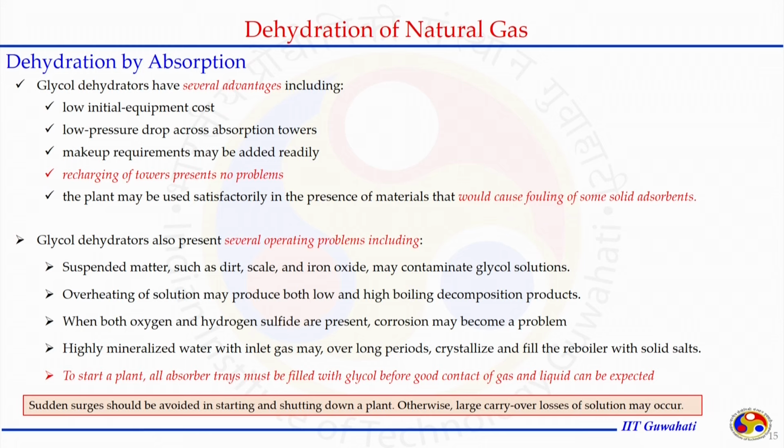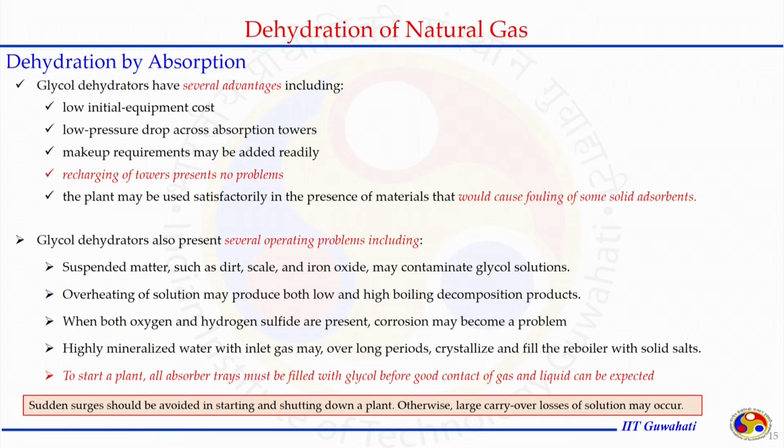As mentioned, the solid adsorbent or solid desiccant may get fouled because of some contamination. Those contaminants are going to block the pores, which means reducing the effective surface area of the solid desiccant available. So, if those kinds of chemicals or substances are present in the natural gas, it is a better option to use the absorption process compared to the adsorption process.